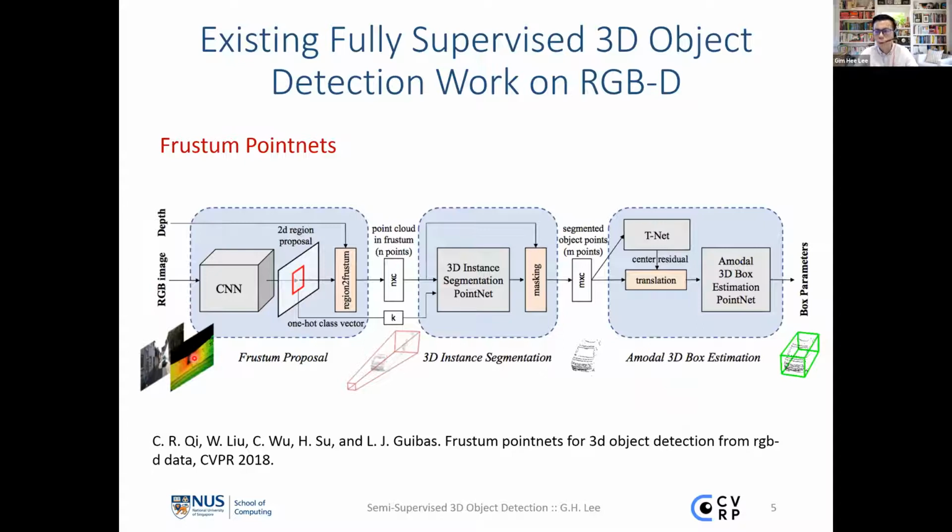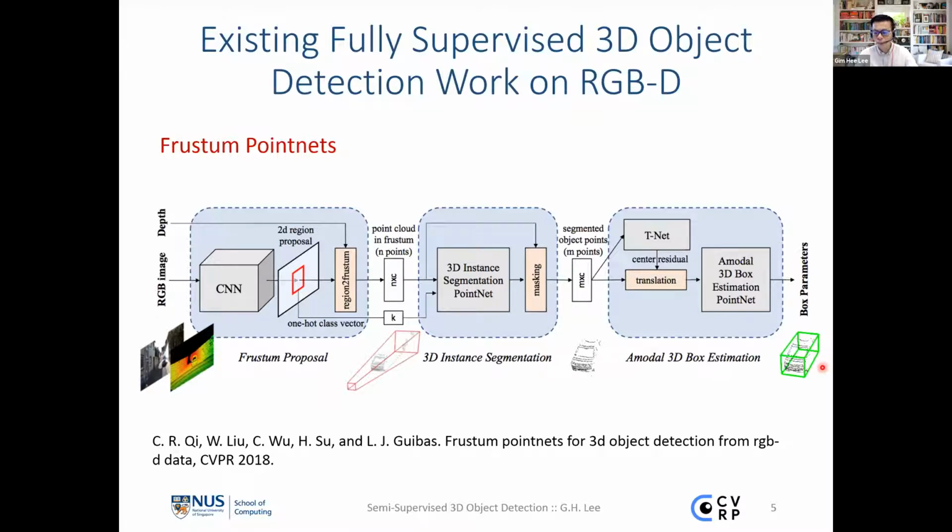The Frustum PointNet was the only existing method at that time when we look at the 3D object detection problem on RGBD input. It takes an RGB image and its corresponding 3D point clouds as input. The first part of the network applies a 2D object detector on the image to get the 2D bounding box, and then extracts features from the points within the frustum formed by the 2D bounding box. The next part of the network learns a mask to segment out the points from the 3D object. Finally, the last part of the network learns the bounding box parameters on the segmented 3D points.